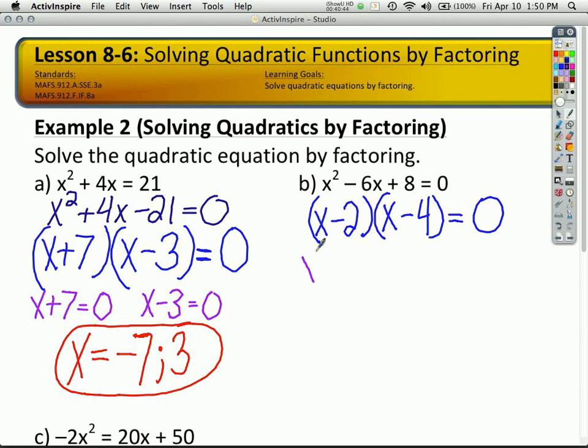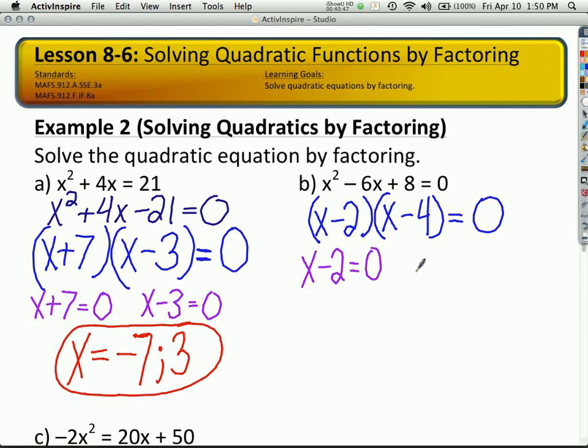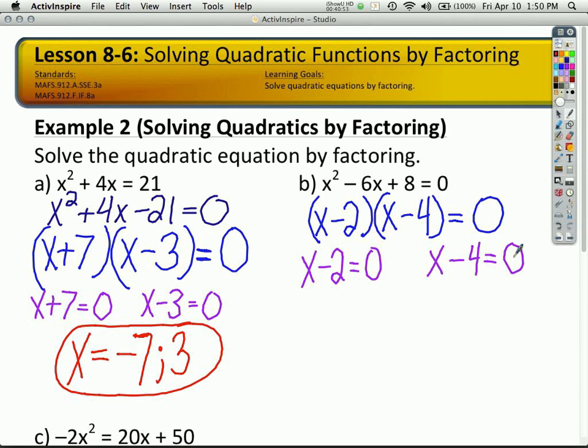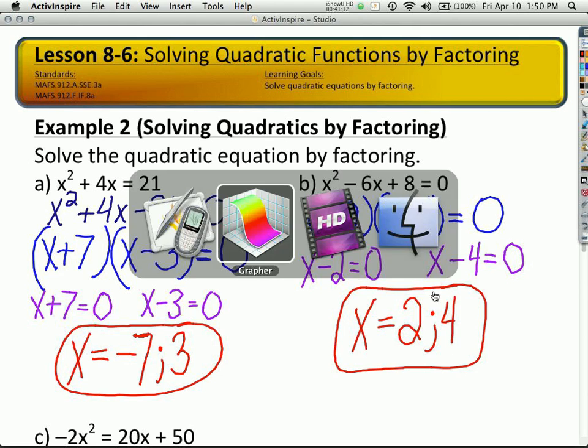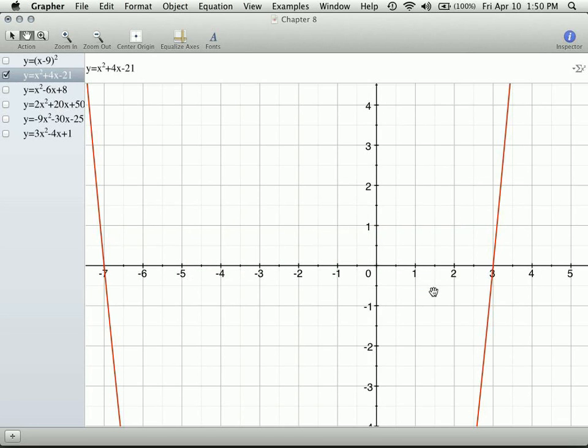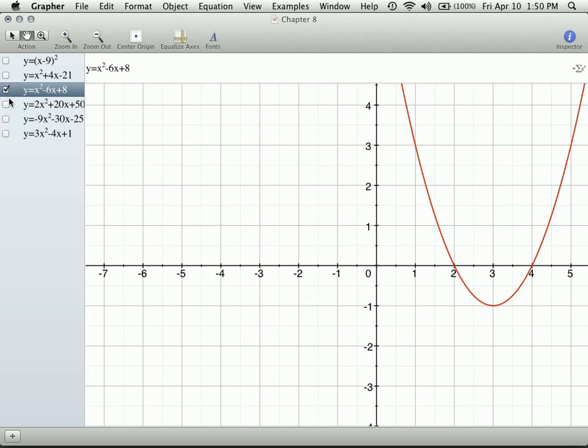Excellent. And as Yasmin explained or reiterated from earlier, now we know what to do with that. Set each factor equal to 0. x minus 2 equals 0. x minus 4 equals 0. And solve both of those. And we get what solutions? Dave? Get 2 and 4. If I go back to the graph, deactivate this one and activate this one. That's the same quadratic, and look at the graph. It's amazing.